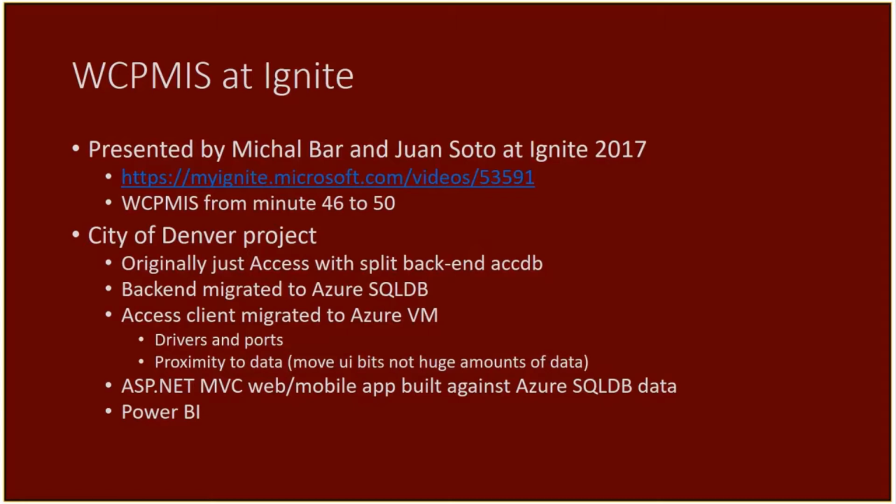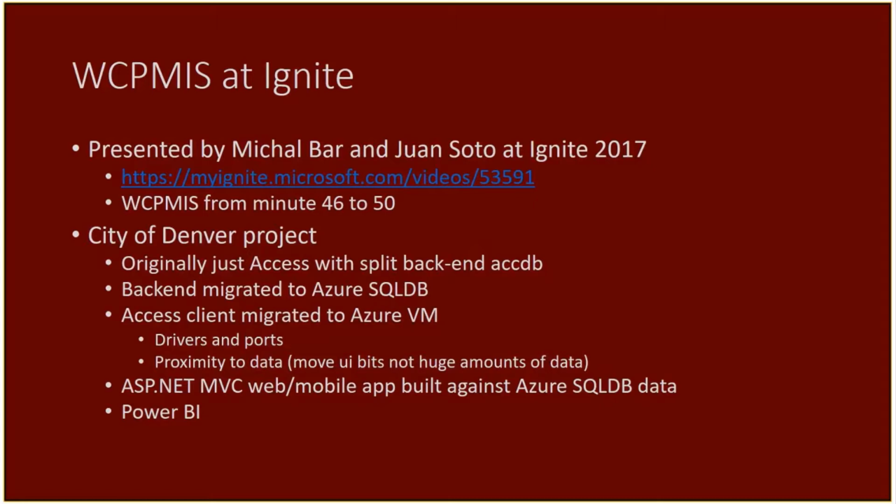The City of Denver project was originally just an Access database with a split backend ACCDB, so the usual sort of corporate type situation. What we did based on the client requirements was to migrate the backend to Azure SQL Database. We then, and this was critical, we migrated the client up into an Azure virtual machine, and the immediate pressing reason for that, and this may be something that you encounter if you start looking at SQL backends for your Access applications, is that it was a very tightly controlled corporate network environment.